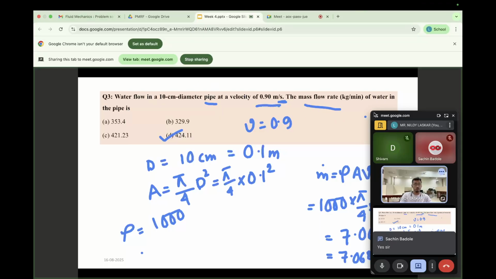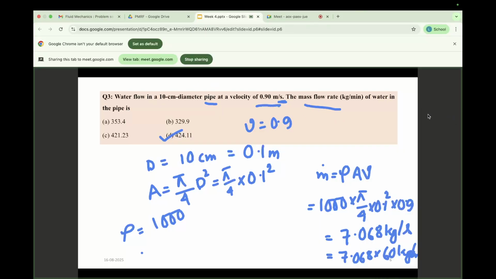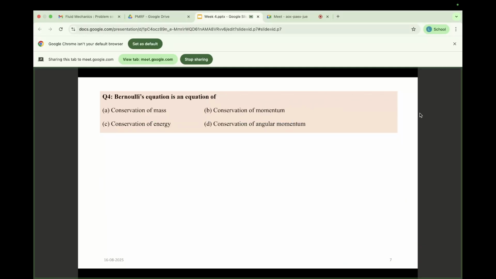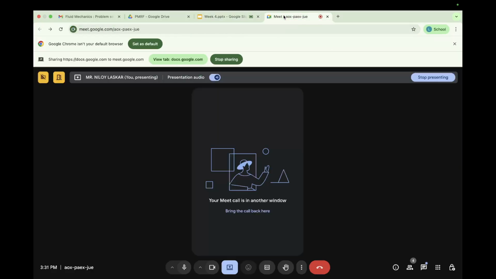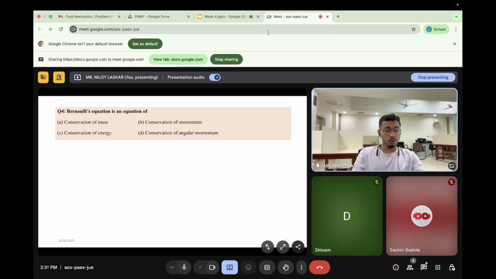So I am moving to the next one. It is a fundamental question. Bernoulli's equation is an equation of what? Is it the conservation of mass, conservation of momentum, conservation of energy, or conservation of angular momentum? I think both of you can easily answer this question, right? I will give you 30 seconds for this one. In the first slide I have explained this, so please answer.